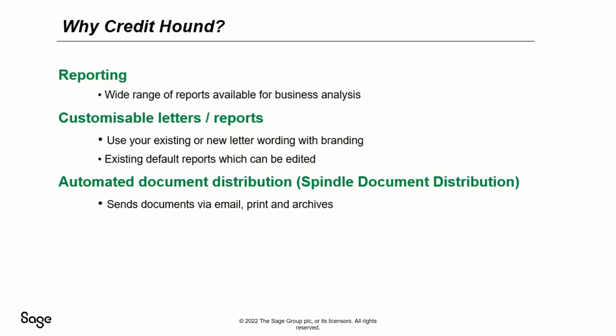Now, our document distribution tool, Spindle Document Distribution, is installed alongside Credit Hound to manage the distribution process. So whether you want to email reminders, physically print them, fax them, archive them, or all of the above, we can configure it to suit your needs.